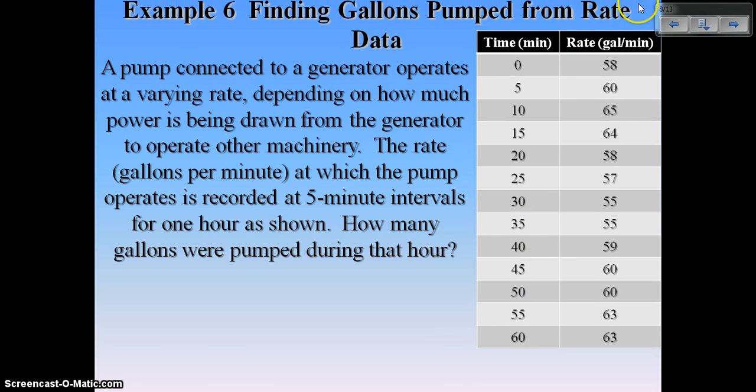Alright, next example. Example 6. Finding gallons pumped from rate data. A pump connected to a generator operates at a varying rate depending on how much power is being drawn from the generator to operate the machinery.